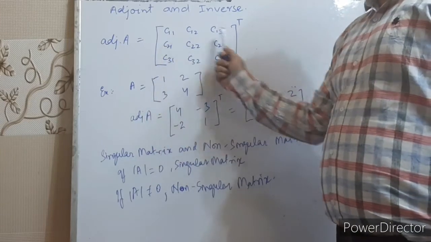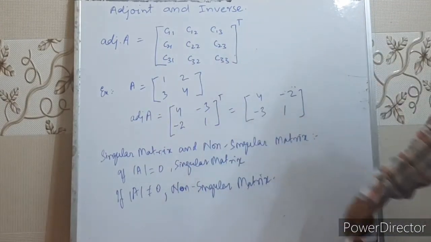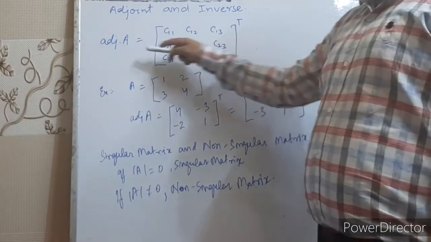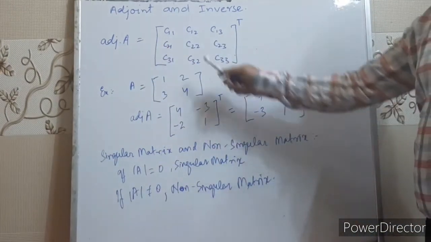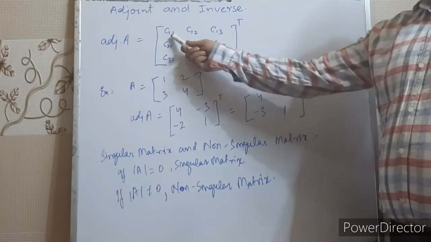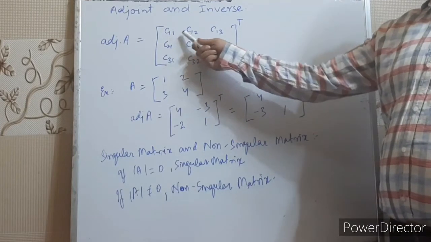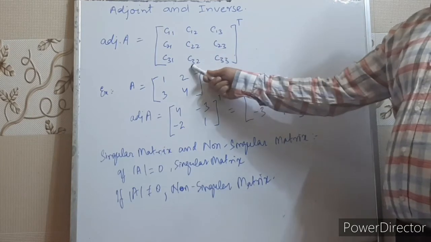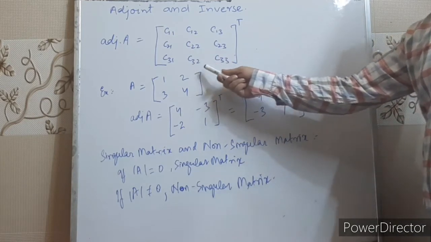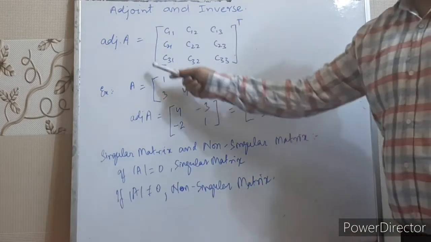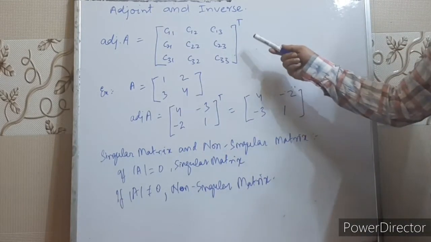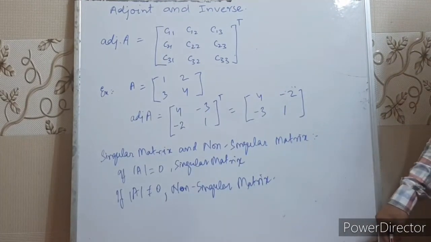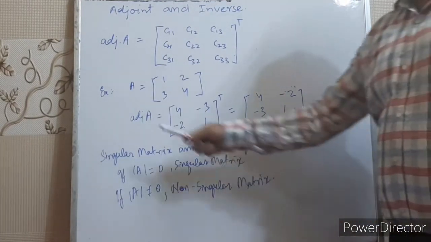By finding the cofactor matrix and taking the transpose of the cofactor matrix. So when we take the transpose of the cofactor matrix, we get the adjoint of the matrix. See, these are the cofactors that we have calculated. C11 is the cofactor of first row and first column. C13 is the cofactor of first row, third column. C32 is the cofactor of third row, second column. So when we calculate this cofactor matrix and take the transpose of that matrix, we get the adjoint of that matrix. Right, children?